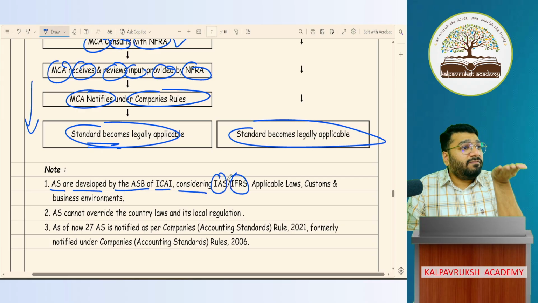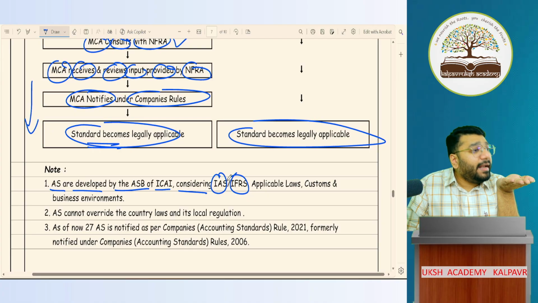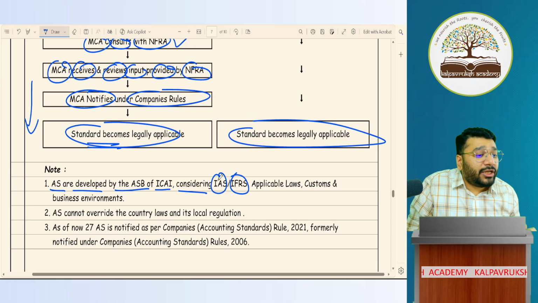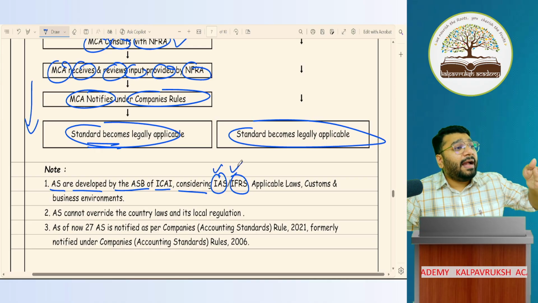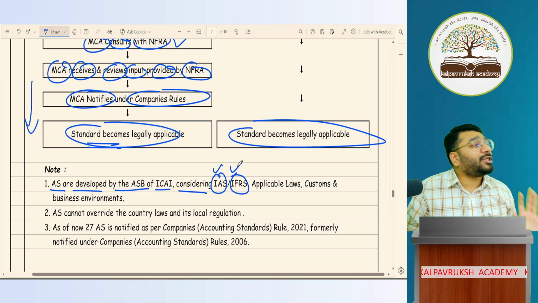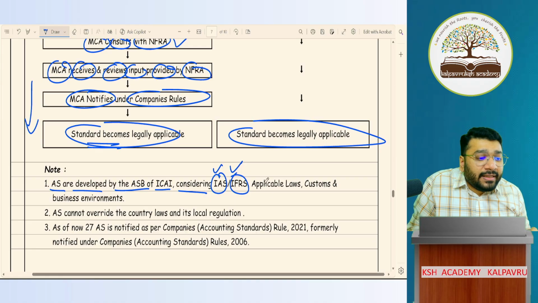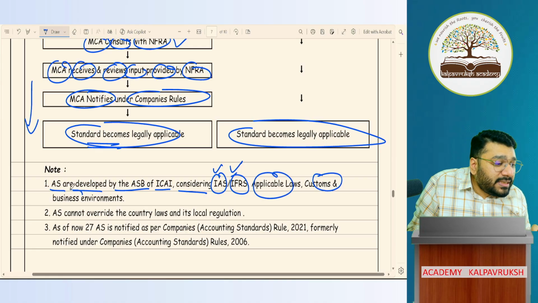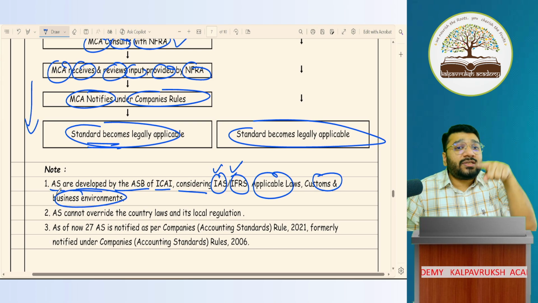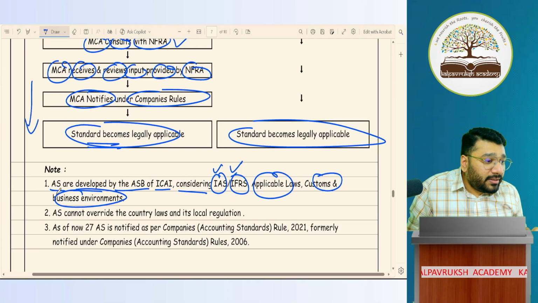Now, the accounting standard developed by ASB of ICAI will be considering IAS and IFRS as a base. That is, when any country, or let's say India, is drafting AS or Ind AS, they need to take into consideration the IAS and IFRS so that the accounting standard that they prepare is near to the international standards. Not just that, they will also have to take into consideration the applicable laws, customs, and the business environments. So considering all of this only, the ASB of ICAI should be developing the accounting standards.